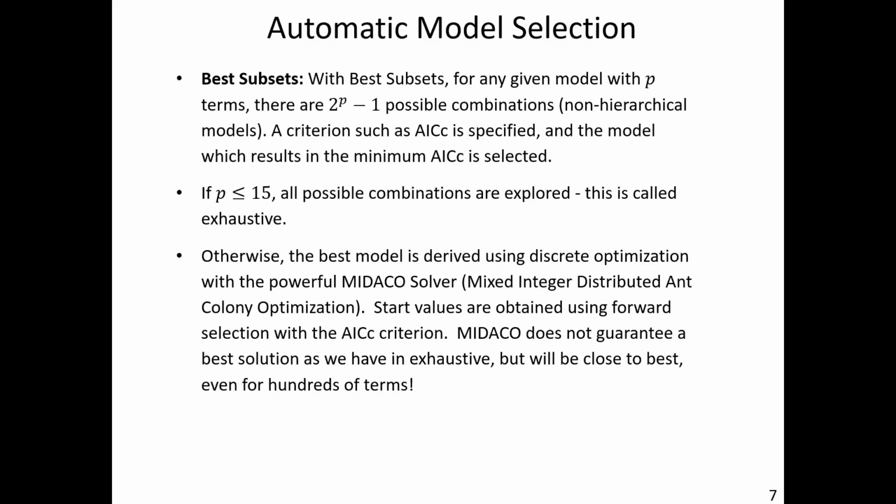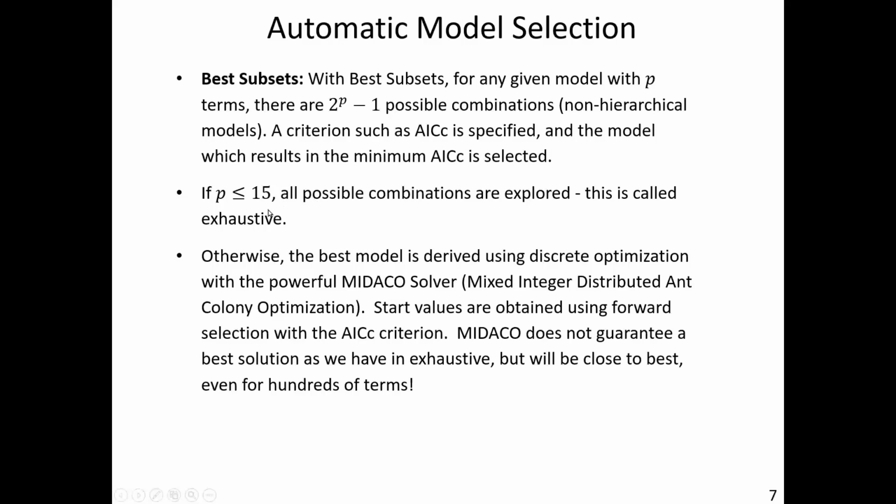Now, best subsets. So I want to state at the outset that best subsets is really the best methodology. The problem with it, or the disadvantage, is the number of possible combinations. So if I have p terms, there are 2 to the p minus 1 possible combinations. So once you get up to like 32, this gets very, very big. And that hits a wall, and typically best subsets is not viable for more than 32 terms. A criterion such as AICC is specified, and the model that results in the minimum AICC is selected.